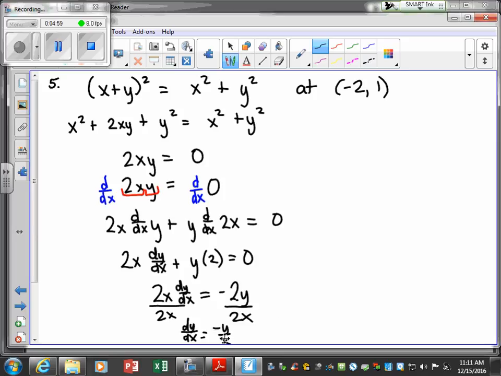Now for this particular example, they want us to evaluate it at this point, which is we have an x value and a y value. So basically I'm going to take my negative y over x that we found, this slope, and evaluate that at the ordered pair negative 2, 1. So when y is 1 and x is negative 2, we get this, which simplifies to 1/2.